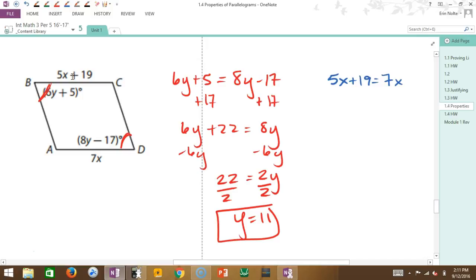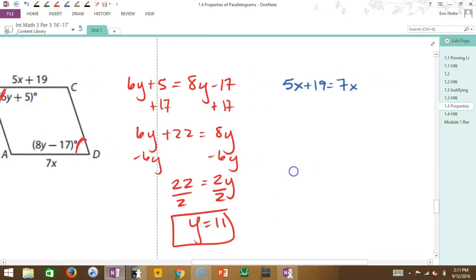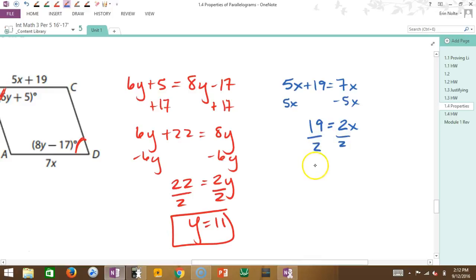Oh, okay. I see. I didn't see the 7. Yeah, that makes sense. Okay, so how would I solve that equation? Subtract 5x. So 19, right. Yep. So what's 7x minus 5x? 2x, then what? Divide by 2. What's 19 divided by 2? 8? I'm guessing. 9.5.